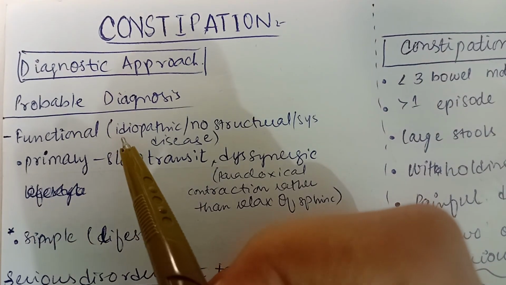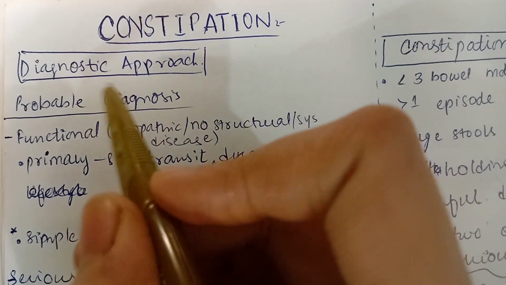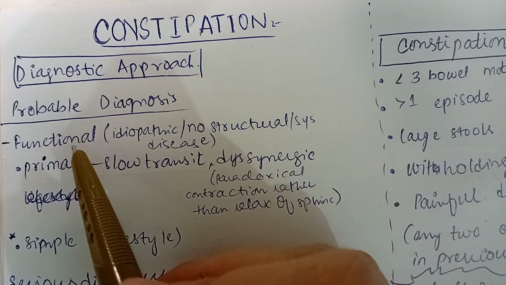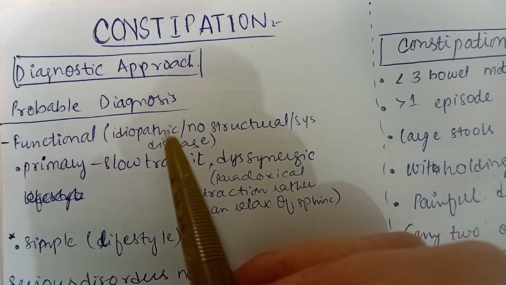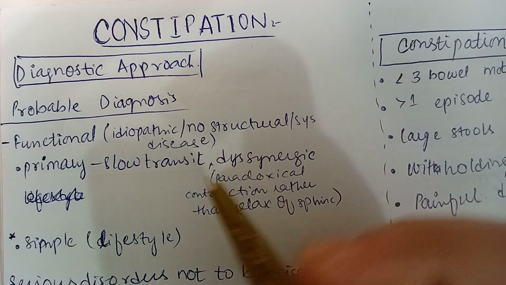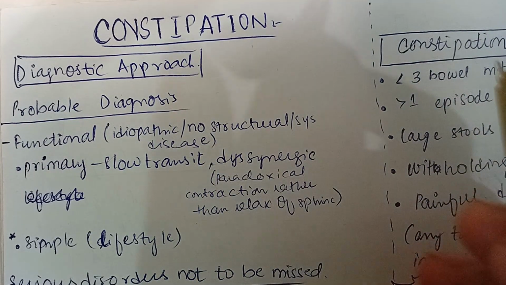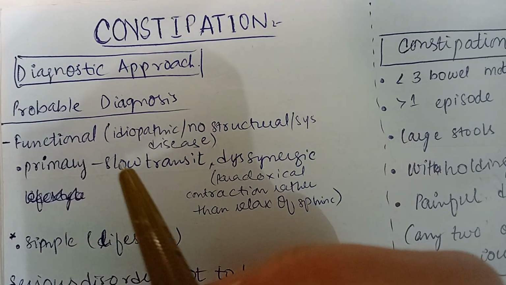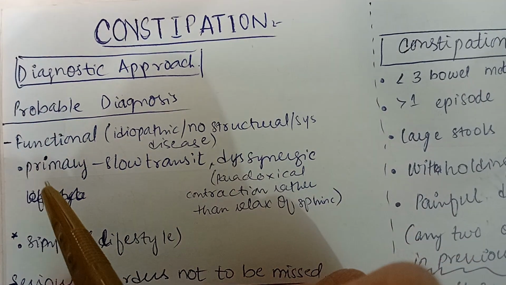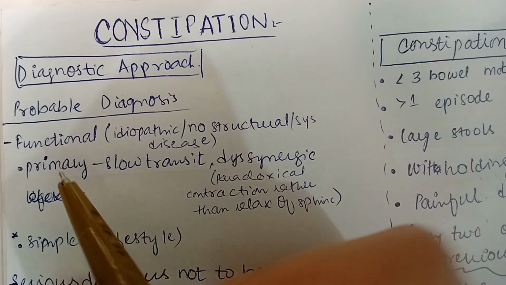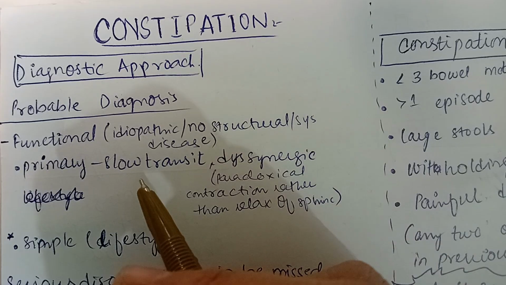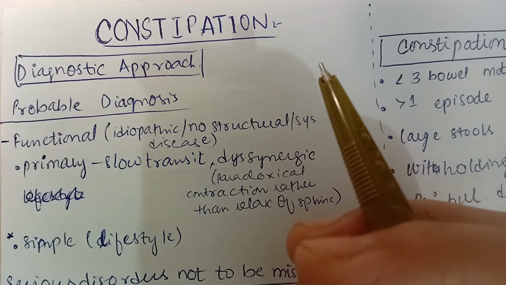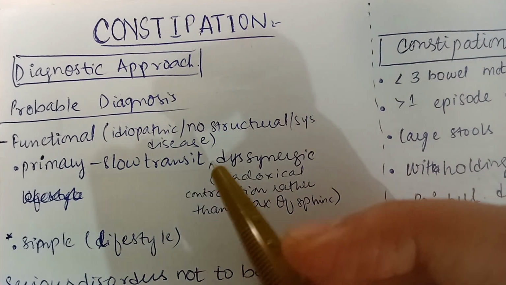First of all, we have to start with probable diagnosis. So what can be the probable diagnosis? Most commonly, the constipation is functional. What is functional constipation? It is actually idiopathic, which has no known cause and no structural or systemic diseases present there. It is termed as functional constipation. It has two types under the heading of primary constipation. Primary constipation actually has the slow transit, and the time of passing stool is longer.